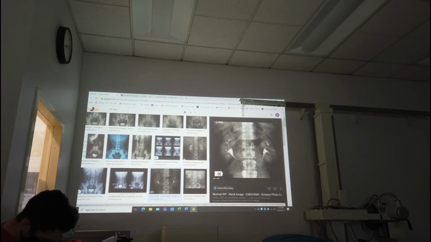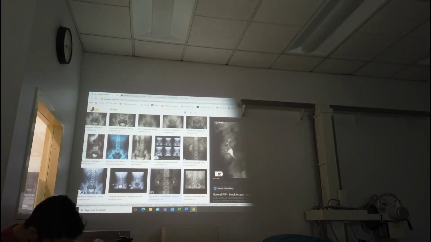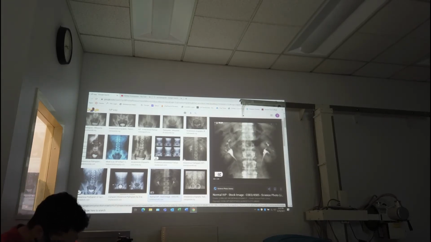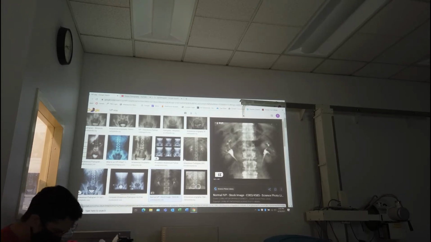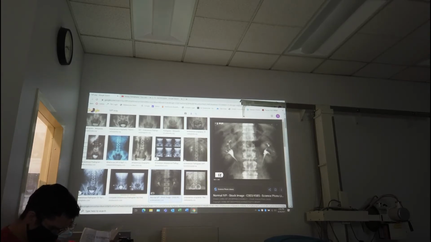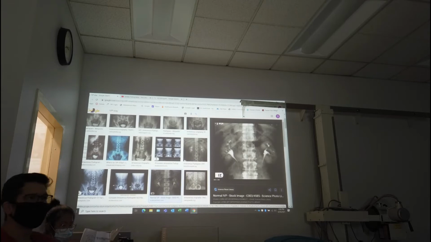And I don't even think too many people even use ionic anymore. They used to use a lot of ionic contrast, but I think most places they use non-ionic. So again, it has iodine atoms in it, and if the patient's going to have a major reaction, it doesn't matter what you give them. They're going to have it no matter what.